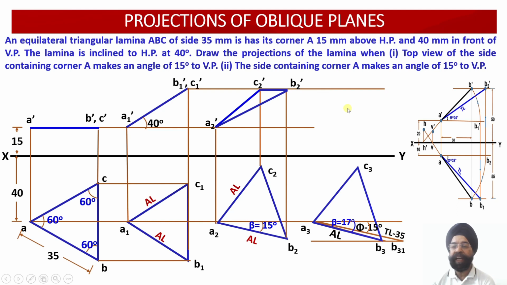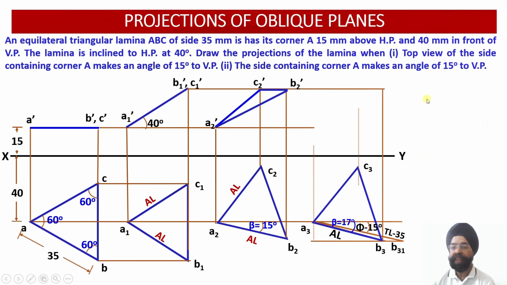Now in the second part, once again the corresponding view will be obtained. So as we have done over here, 3 vertical projectors through A3, B3 and C3 will be drawn. Similarly the horizontal projectors through A2 dash, B2 dash and C2 dash have been drawn. So wherever the corresponding points of intersection are there, we are going to work them out. So please check this out.